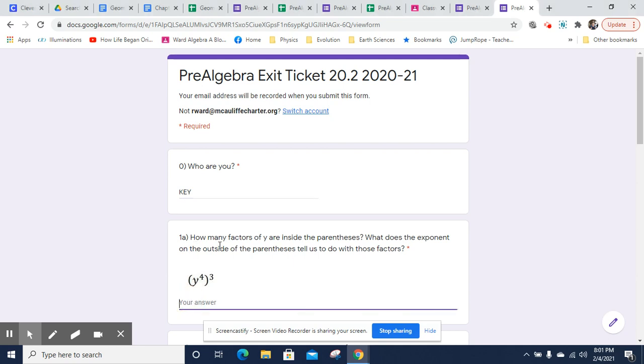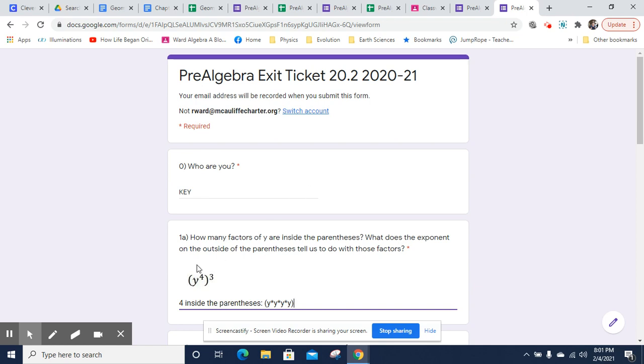The question asks, how many factors of y are inside the parentheses? Well, there are 4 inside the parentheses. So that's like y times y times y times y in the parentheses. That's what those parentheses mean: the power of 4 inside there means we've got a group of 4 factors of y.